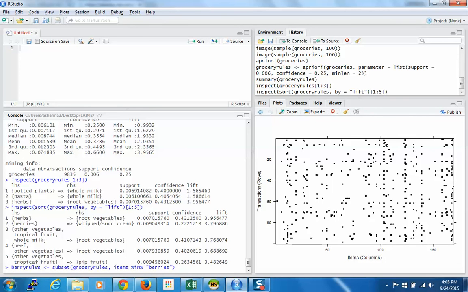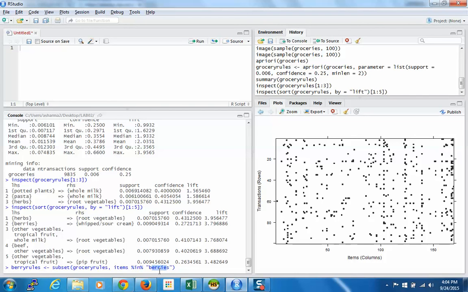So this is what subset does. It's saying subset grocery rules and give me only those rules where the item is in this category or this name, like berries. So give me only those rules where the item is like berries. And if it's not berries, then do not show those items to me.